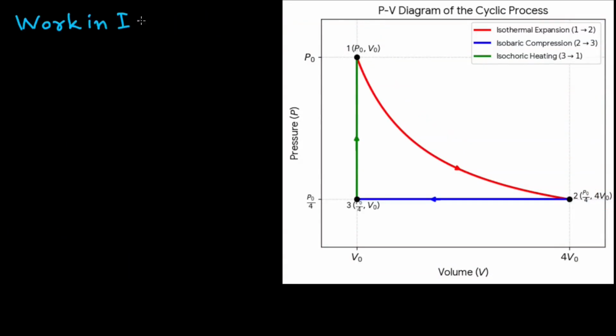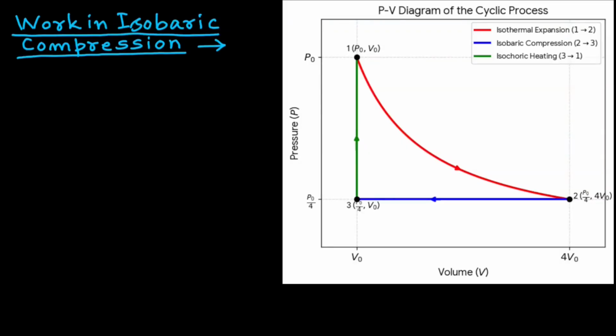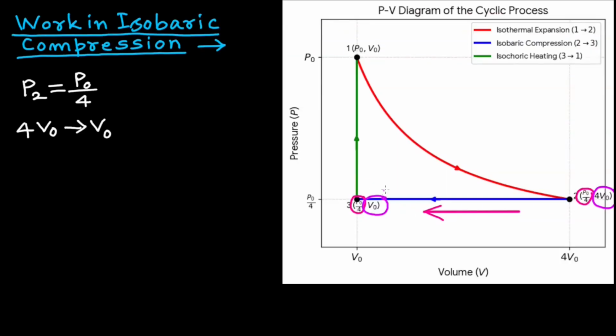Next, work in isobaric compression. Now the gas is compressed at constant pressure. The pressure during this stage is P2 equals P0 by 4. The volume changes from 4 V0 to V0. Therefore, work done from 2 to 3 will be P delta V.